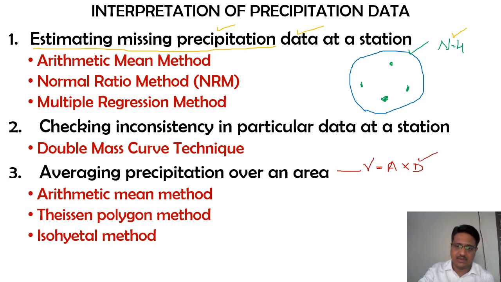Now this depth we will get from each of the rain gauge stations which are available here, so there is no problem with that. But you need to determine this average area for each of the rain gauge stations. That is what we call the effective area of each rain gauge station.